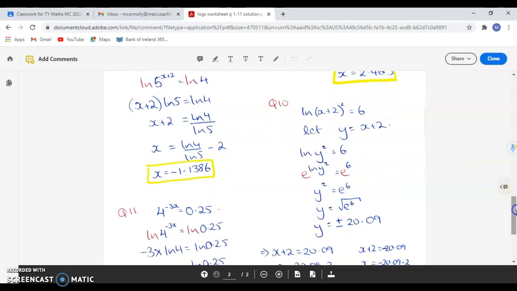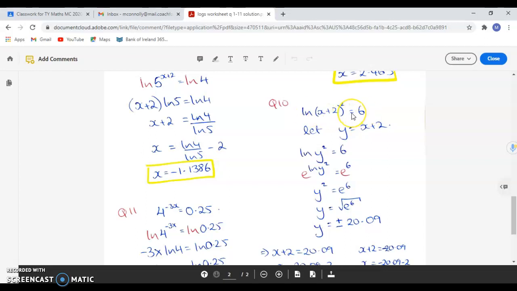Okay, so next one, question number 10, the ln. And this is the one, sorry, a couple of people asked me a question about this, and I did the wrong thing in the class. I told you to take this squared down in front, but then you'll only get one answer. So use substitution instead. Apologies for that, I didn't have it done out earlier.